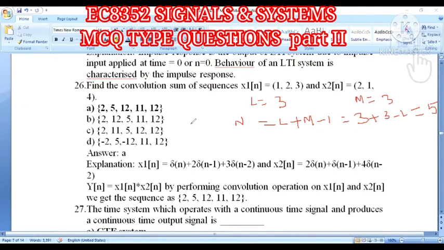Okay, so I performed the convolution operation here. This is also one of the ways to solve the problem, or you may use the tabulation method. Here in the tabulation method, I will take x1 of n along one side, and here I will choose x2 of n.